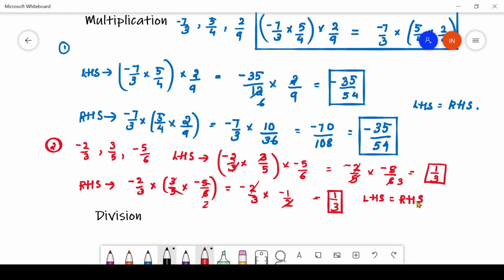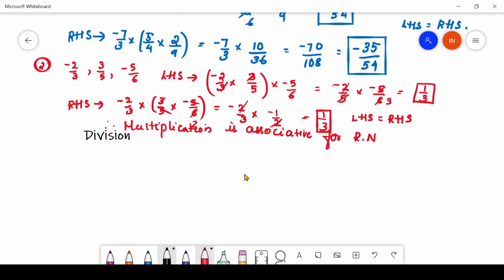So what will be our conclusion after doing the two examples? Therefore, we can say that multiplication is associative for rational numbers, right? Very good. So now we are moving ahead with the division. Okay, so division also we can see the same procedure we can do.